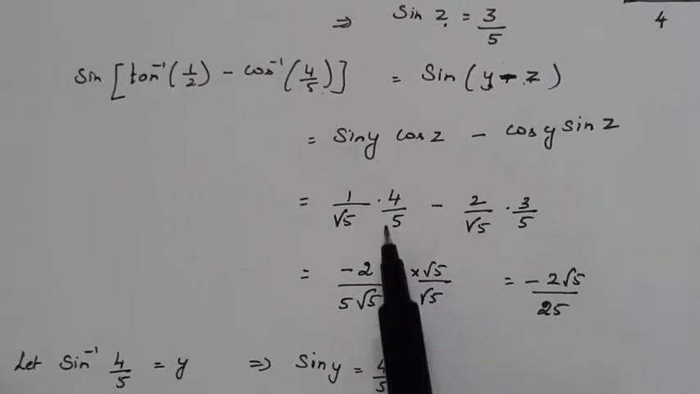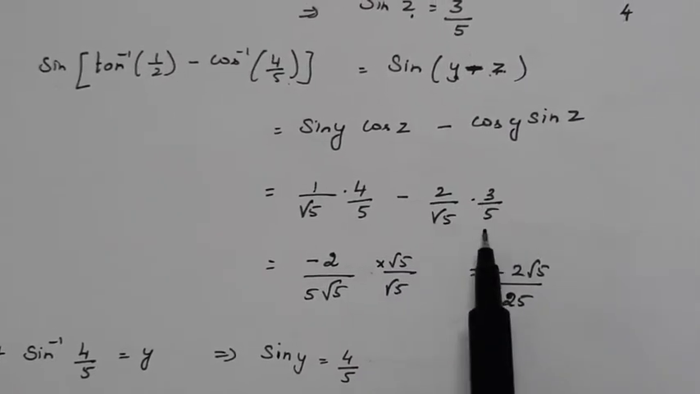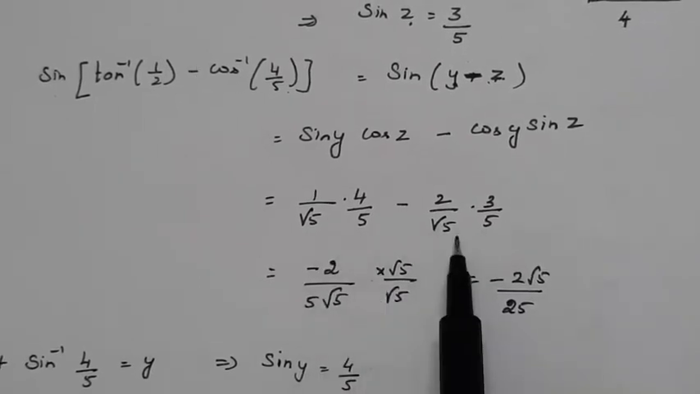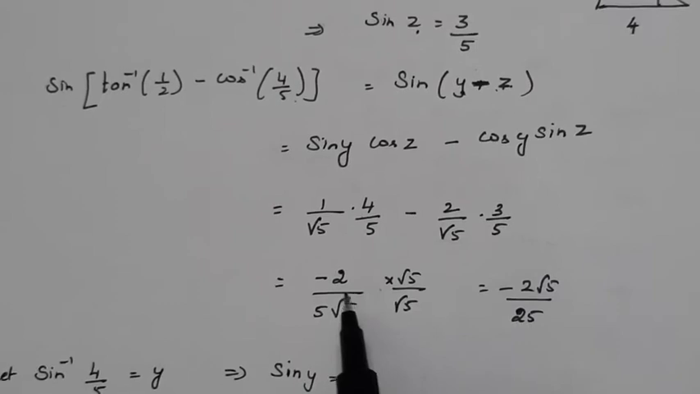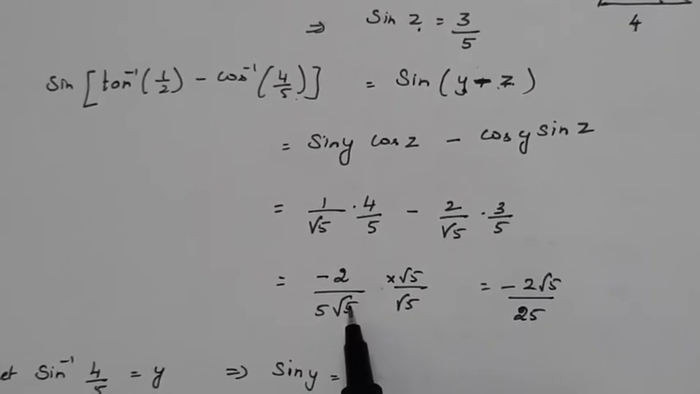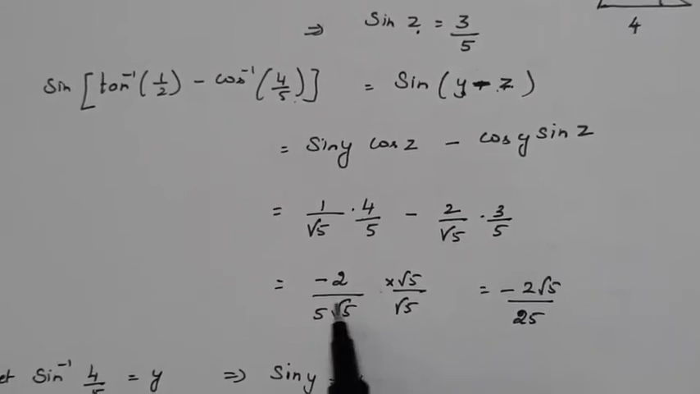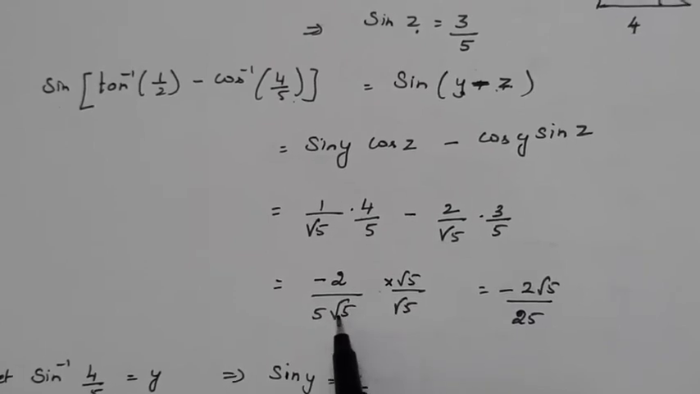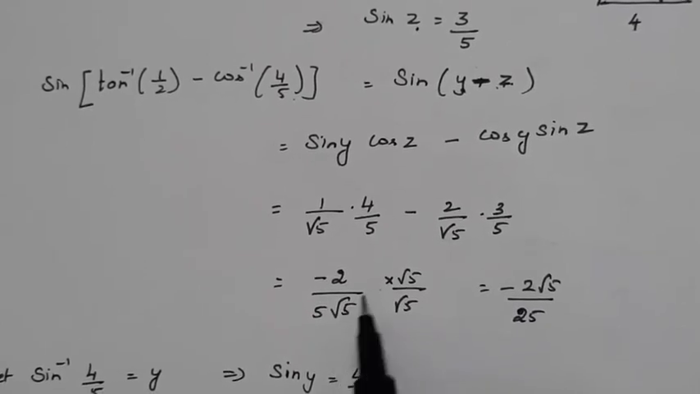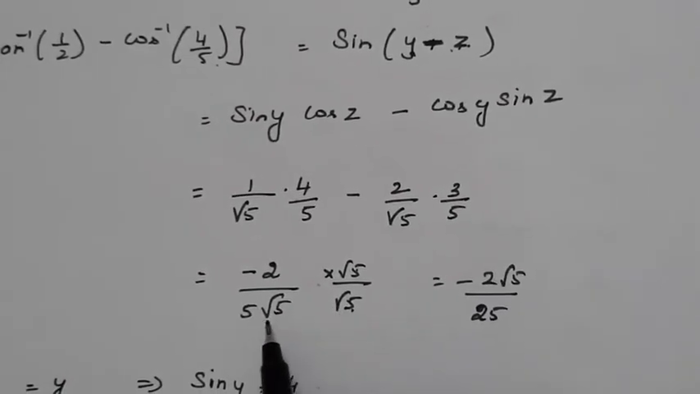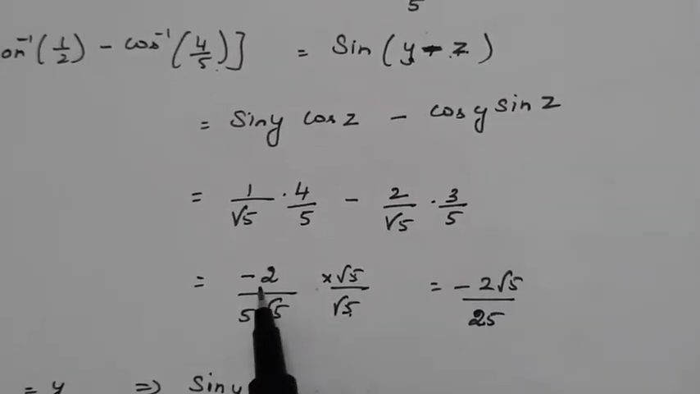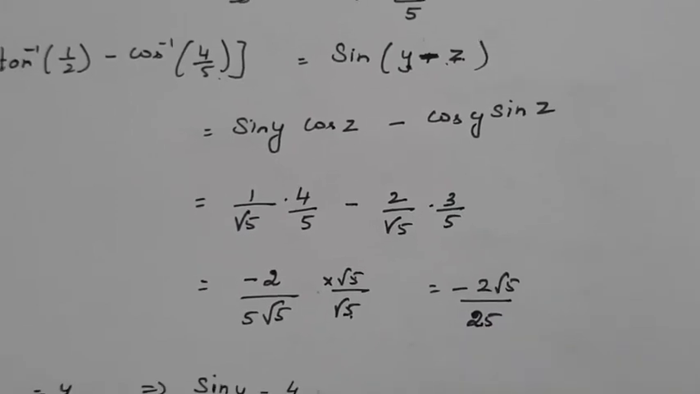So 4 by 5 root 5 minus 6 by 5 root 5. As the denominators are the same, and 4 minus 6 is minus 2. And here root 5 is an irrational number in the denominator. It should be rationalized by multiplying by its conjugate, that is root 5 by root 5. So root 5 into root 5 is 5, the denominator will become 25, and this is minus 2 root 5.